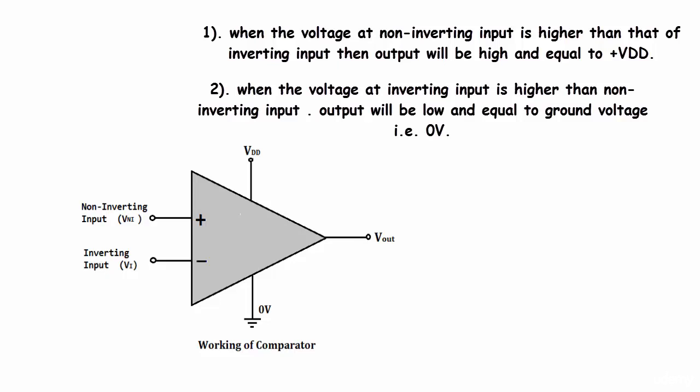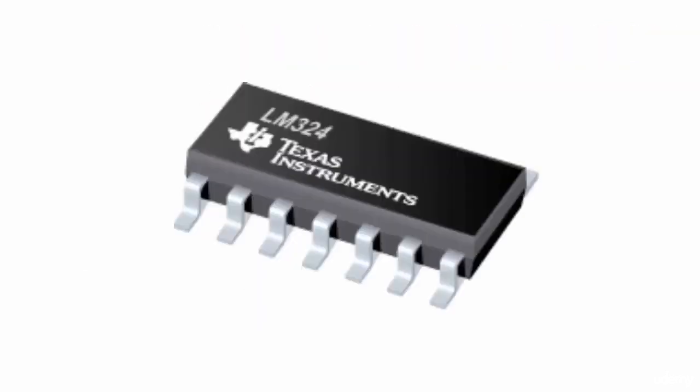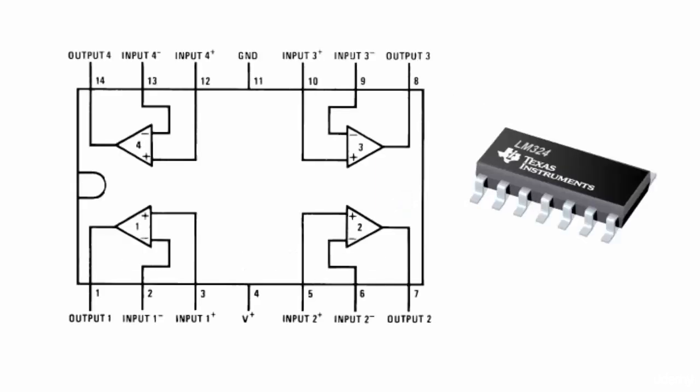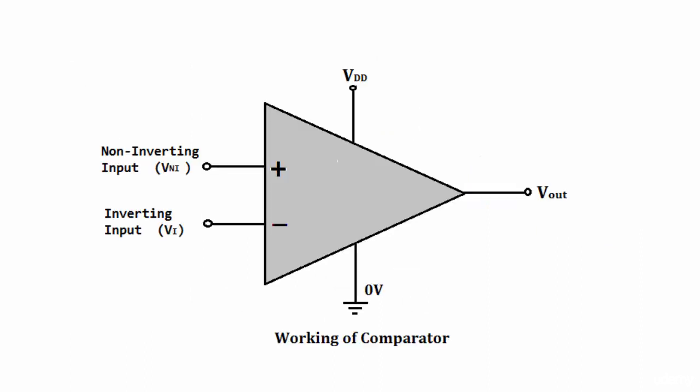Let's understand it with some examples. I have an LM324, which is a quad single supply type operational amplifier IC. It means this IC LM324 has 4 op-amps which are single supply. This is the pin diagram of this IC. It can be used as a comparator. In our design, we will use this IC only.